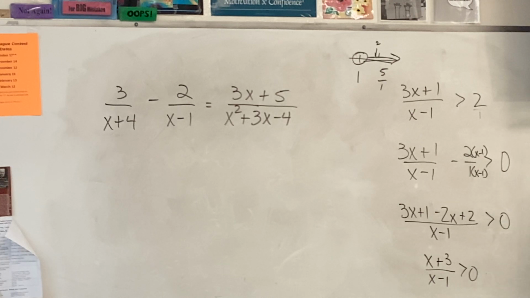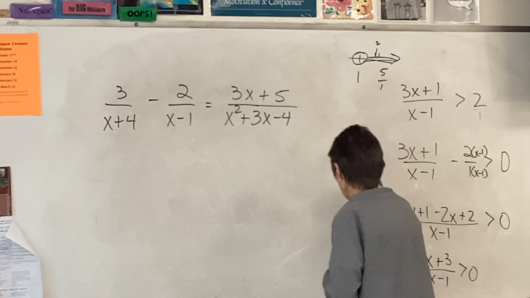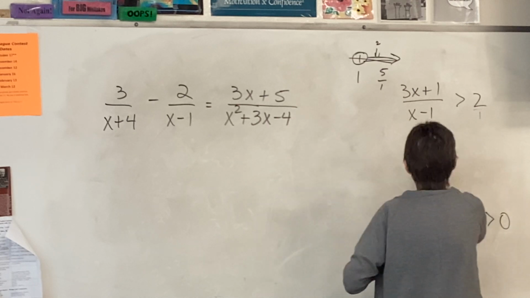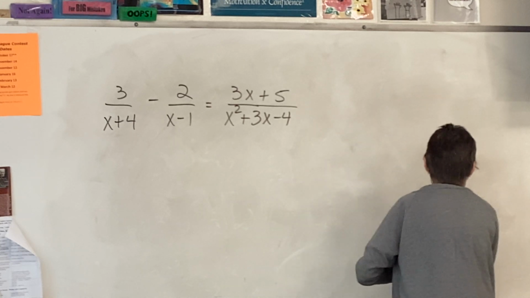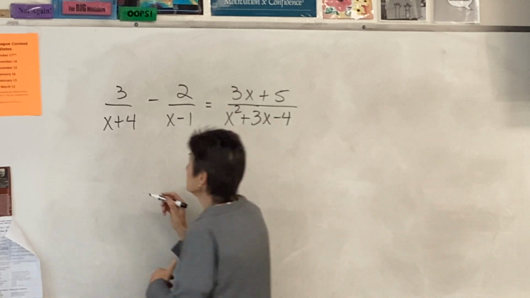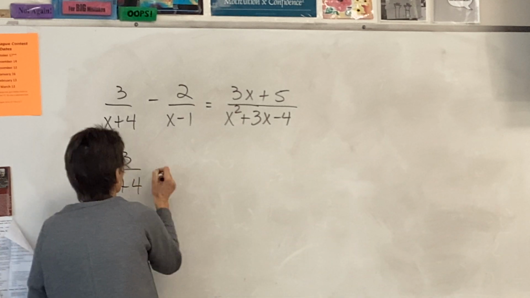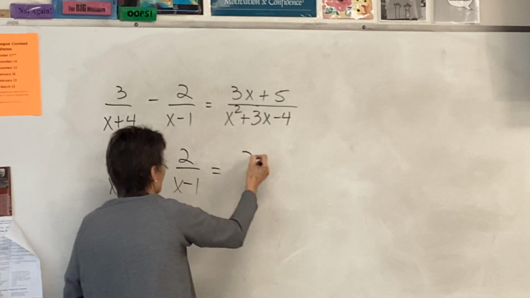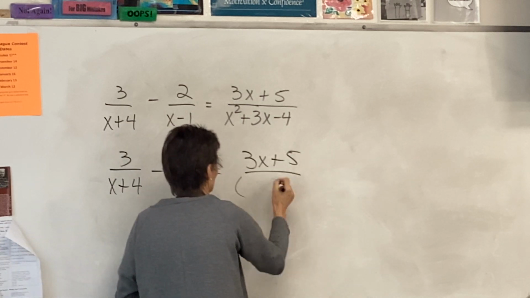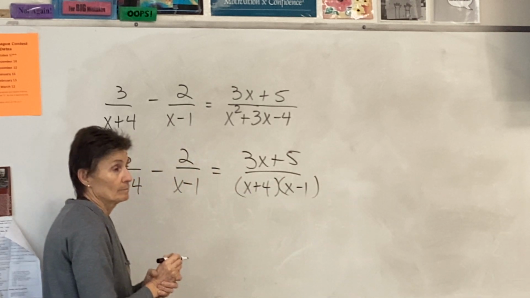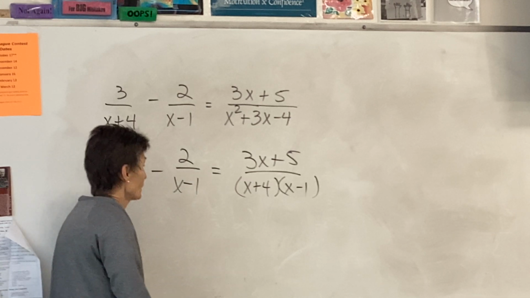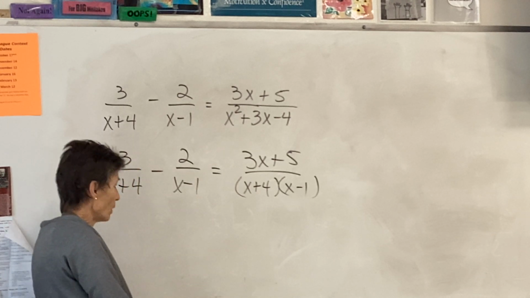This is an equation. What do I do? What is my process in an equation, an equals problem like this? What do I do? Factor. Factor anything that'll factor. So it looks like this denominator will factor. And how does it factor? X plus 4, x minus 1. All right. Now what?